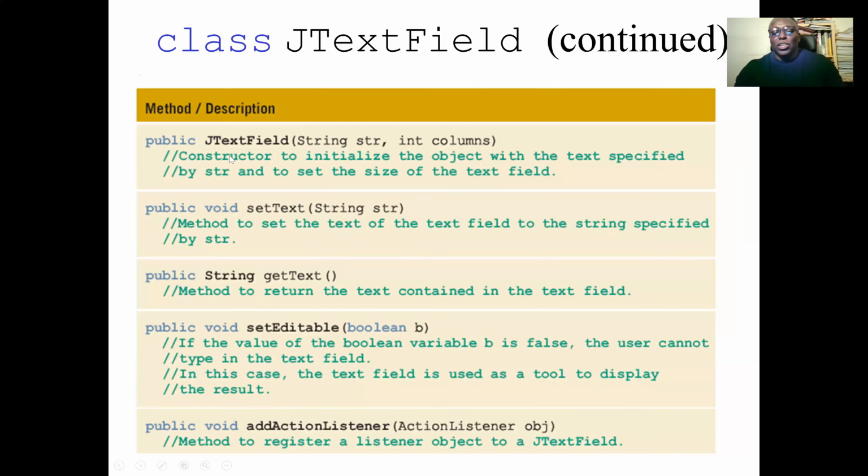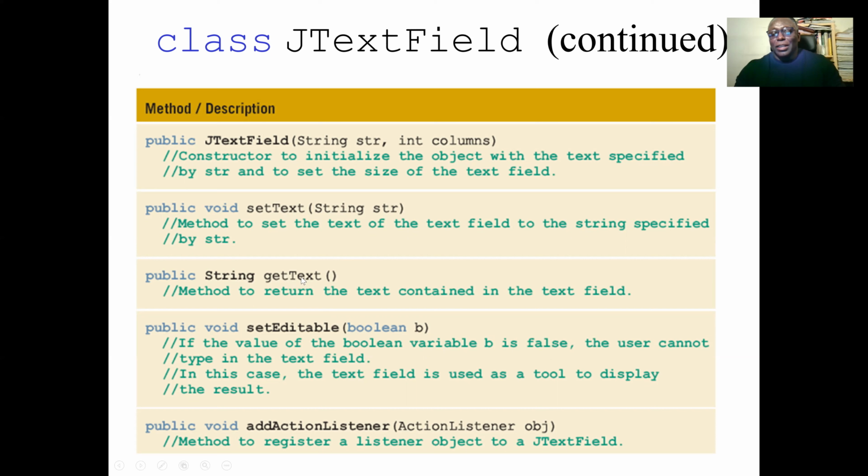Now we also have a JTextField. We can have the string and also we can have the number of columns. So constructor to initialize the object with a text specified by str and also set the size of the text field. Then we have a method setText. This will be a method to set the text of the text field to a string that is specified by str. So I can say set the text to university, college.